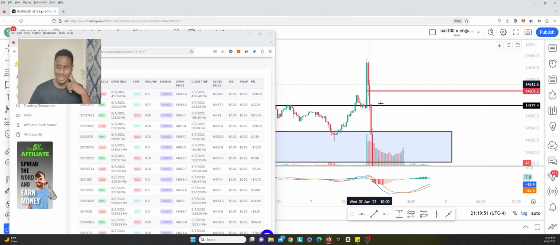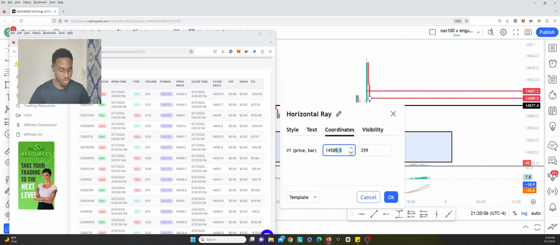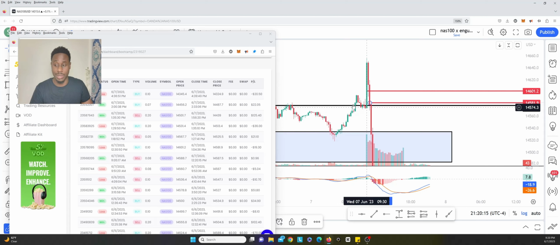And I'll show you exactly where it closed me out, at 14,581.9. This is where it closed me out, close to that support level where price previously rejected. So I entered here to the buy side. We had this move, and I could have closed it for some profits.